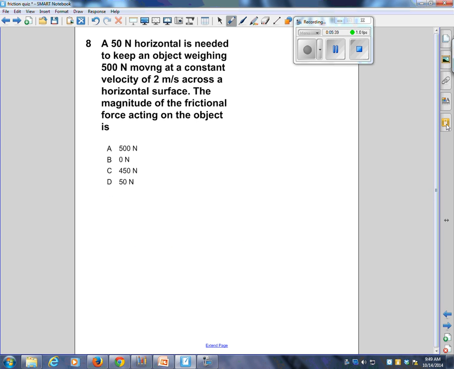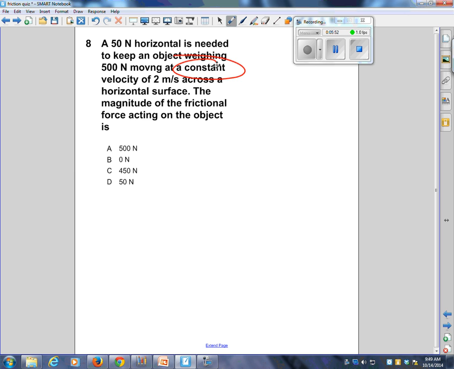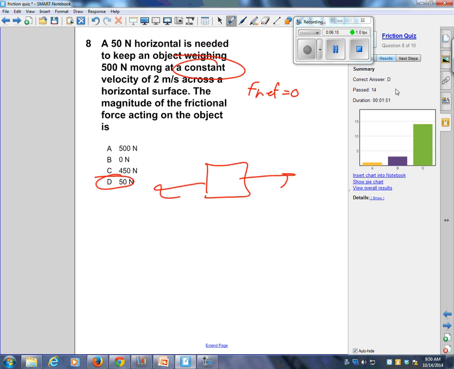Number 8. A 50 Newton horizontal force is needed to keep an object weighing 500 newtons moving at a constant velocity of 2 meters per second across a horizontal surface. The magnitude of the friction force acting on the object is... because it's moving at a constant velocity, right? If you need 50 newtons of horizontal force, then the friction force would also be 50 newtons. They are equivalent, because constant velocity means net force of 0. So the answer is D. And I see most people got that. That's good.